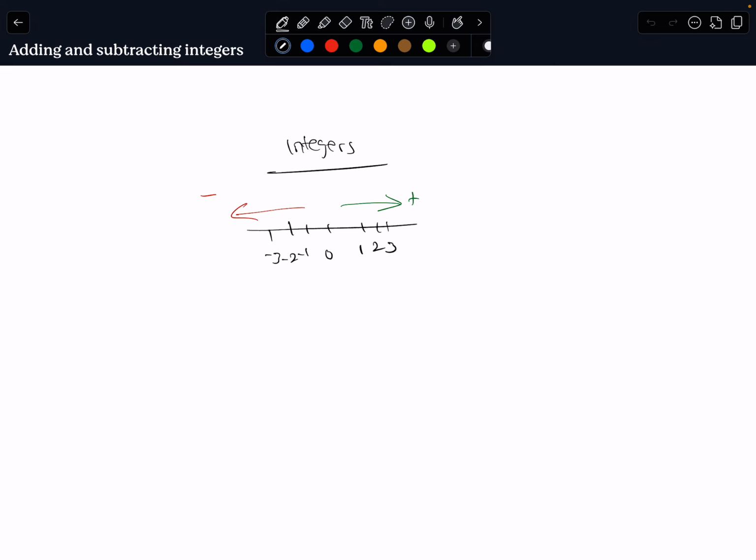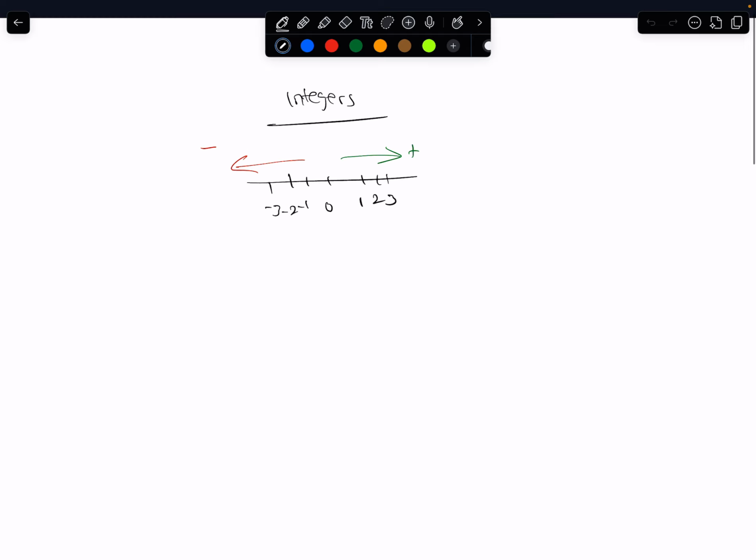A strategy that's best used to add and subtract is what I would call keep change change, or I'll just abbreviate as KCC. Keep, change, change. This abbreviation will be very helpful for you when it comes to adding and subtracting integers. So we're going to do a few examples on it, and I'll show you exactly why.